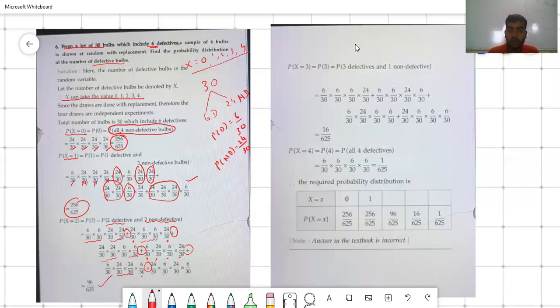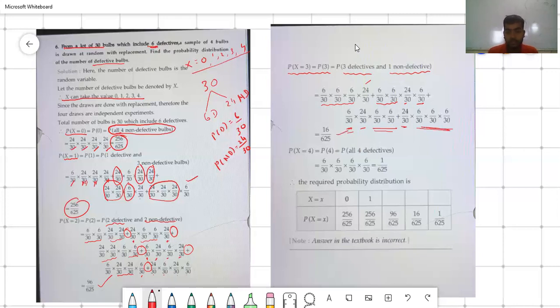Now for X is equal to 3, that means 3 defective and 1 non-defective bulb. The first 3 may be defective and the fourth is not. First 2 are defective, third is not, fourth is defective. First is defective, second is non-defective, and the remaining 2 are defective. Here the first is non-defective and the last 3 are defective. So the probability is this one.